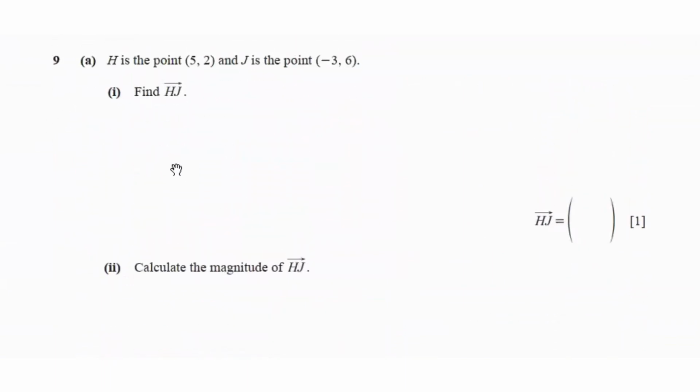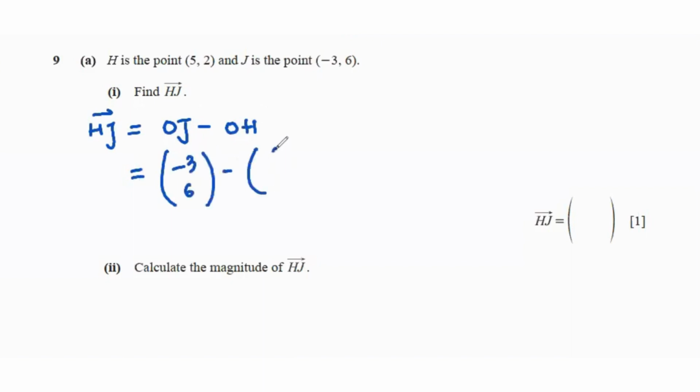Question 9 says H is the point 5, 2 and J is the point negative 3, 6. Find HJ. Vector HJ is going to be OJ minus OH, which is negative 3, 6 minus 5, 2, which is going to be negative 8, 4. Negative 3 minus 5 is negative 8, 6 minus 2 is 4.